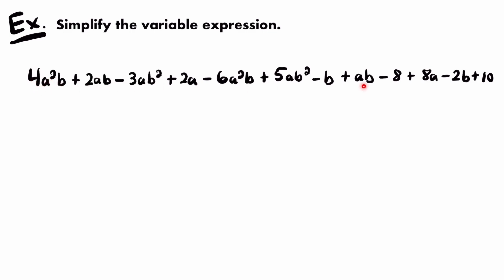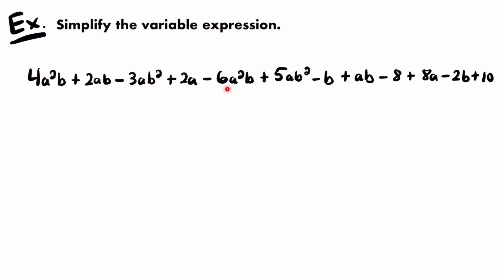You want to look through these terms and see if any of them have the same exact variable part. It has to have a squared and b. All right, so looking through our terms, this does not match up because a is to the power of 1 and b is being squared. That is not what we have here. A needs to be squared and b needs to be to the first power, so that's not a like term.